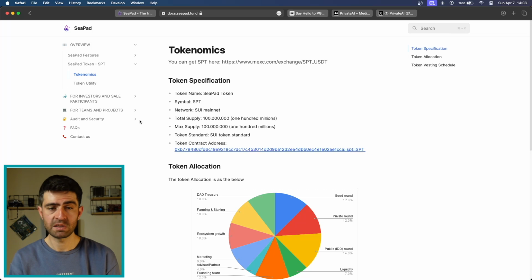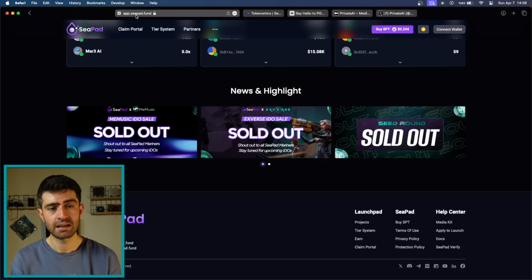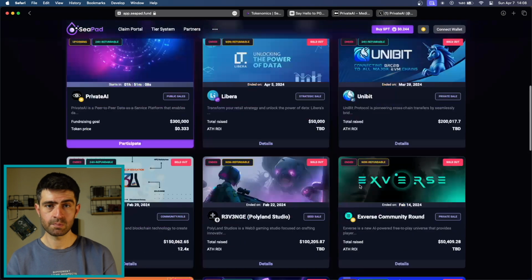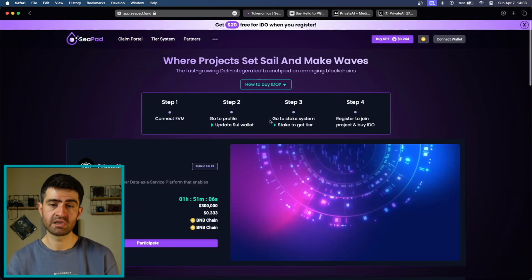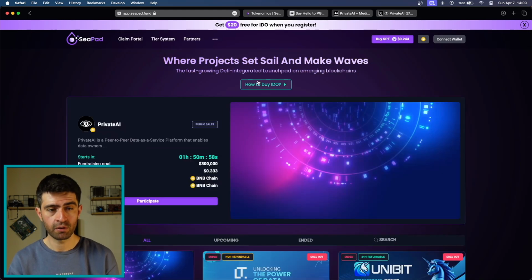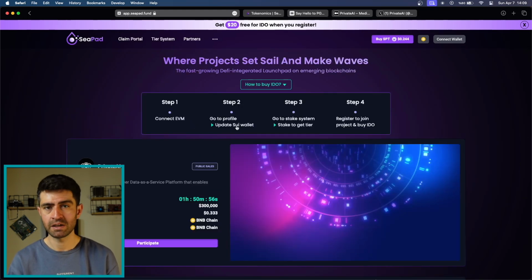Users can acquire SPT on the Maxi platform and stake it to participate in Seapad sales and earn rewards. Staking SPT token on Seapad is a crucial step to accessing the platform's ecosystem and its benefits. To begin, you need to connect your EVM wallet and Sui wallet in the My Profile section to purchase SPT tokens on the Maxi platform and transfer them to your Sui wallet.